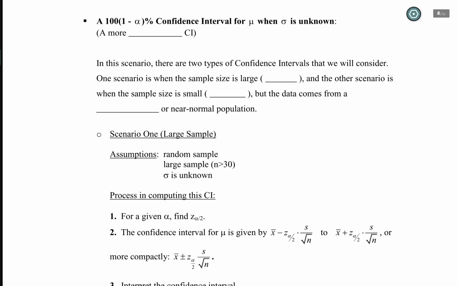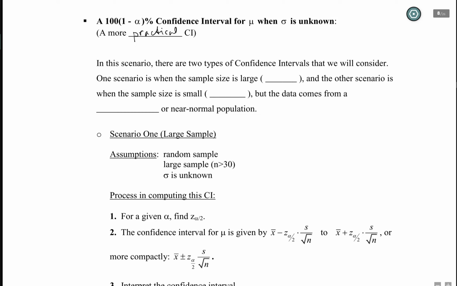Okay, continuing on with confidence intervals. Again, now we are in this phase where we have a confidence interval that is more practical because sigma is unknown. Or at least it's unknown in most situations, but in terms of our formula, we're treating it as unknown. This is a more practical confidence interval.